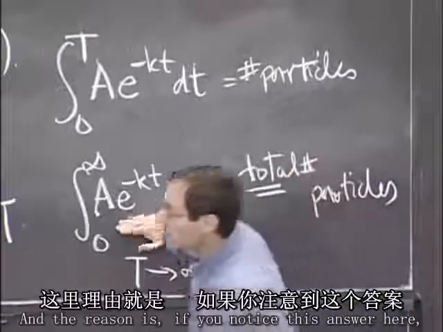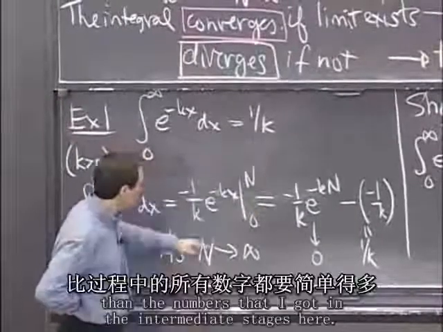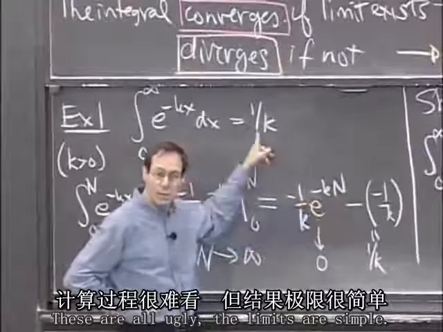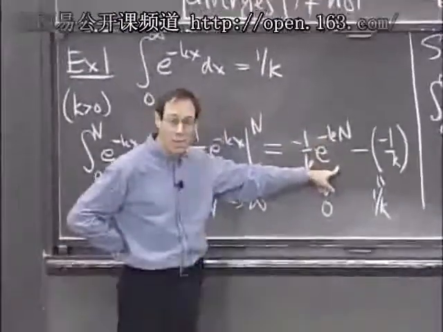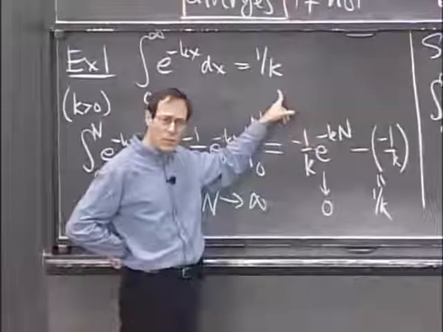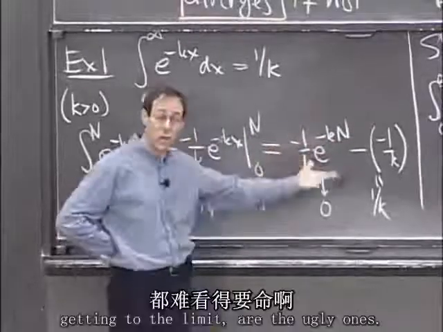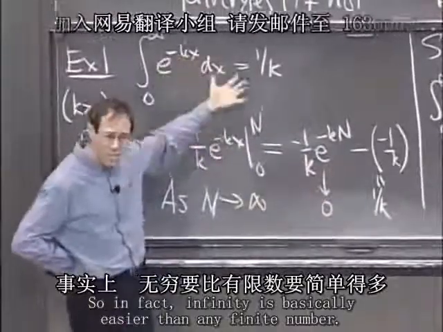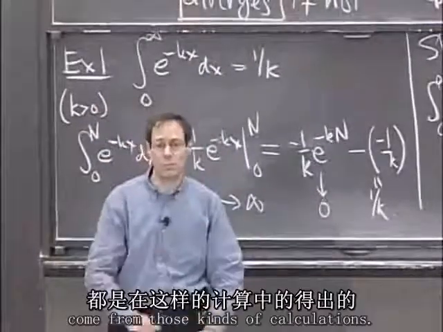And the reason is, if you notice this answer here, look at how much simpler this number is, 1 over k, than the numbers that I got in the intermediate stages here. These are all ugly, the limits are simple. And this is a theme that I've been trying to emphasize all semester, namely that the infinitesimal, the things that you get when you do differentiation, are the easier formulas. The algebraic ones, the things in the process of getting to the limit, are the ugly ones. These are the easy ones, these are the hard ones. So in fact, infinity is basically easier than any finite number. And a lot of appealing formulas come from those kinds of calculations.